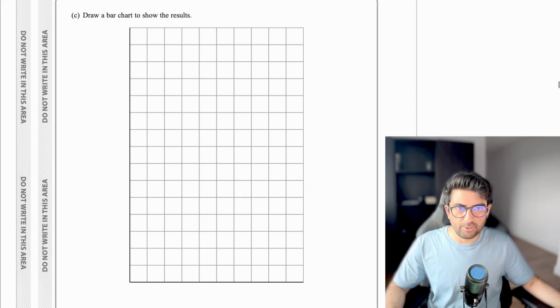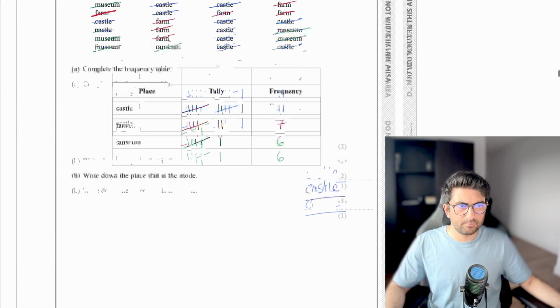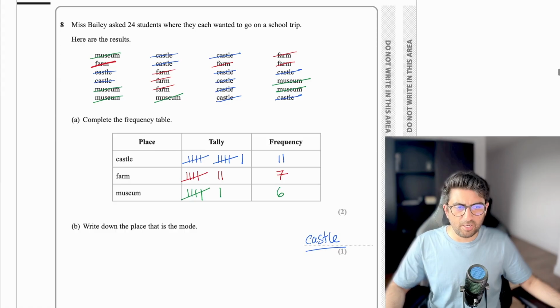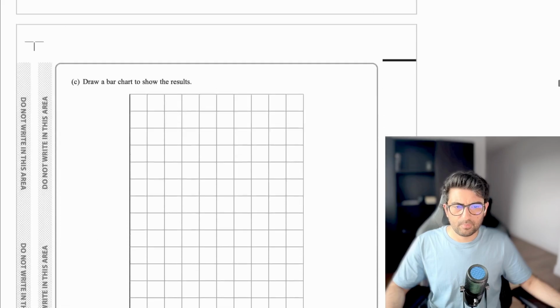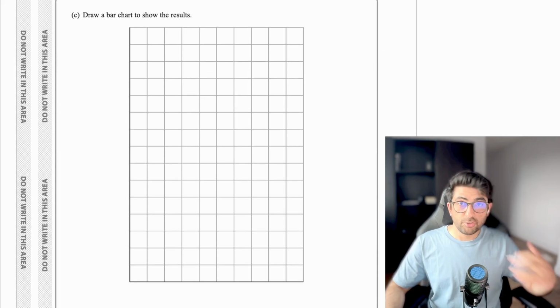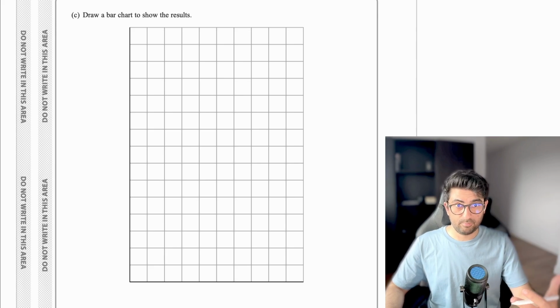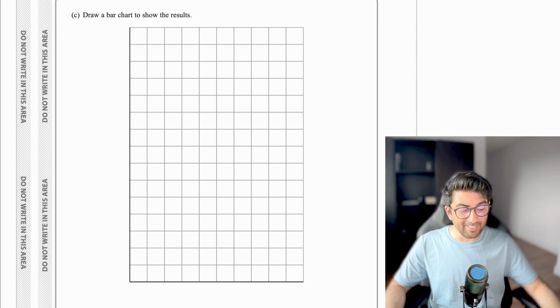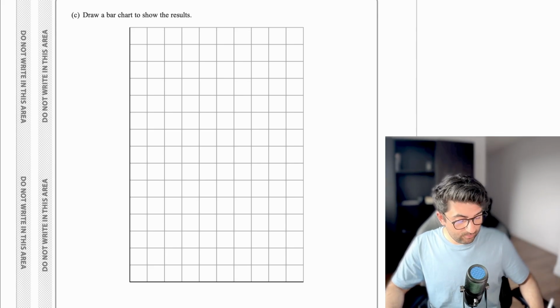So draw a bar chart to show these results. Okay, so I'm going to draw a bar chart. So it's castle 11, farm 7, museum 6. So we've got to demonstrate that on this grid. So the largest number we need is 11. So this has got to go up by 11. So let's see if it does.